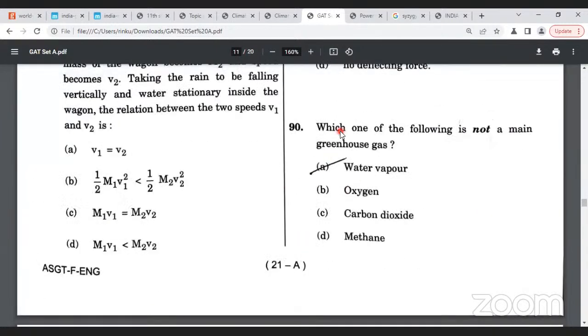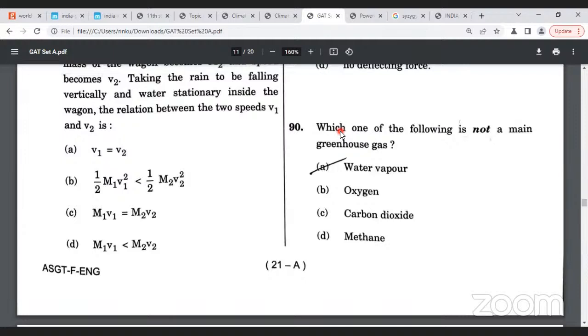Question number 90. Which one of the following is not a main greenhouse gas? Greenhouse gases are water vapor, carbon dioxide, methane, and nitrous oxide. So oxygen is not a greenhouse gas. A greenhouse gas allows the shortwave radiation of the sun through, and absorbs in large quantities the longwave radiation of the earth, and hence traps heat. That is the logic behind greenhouse gases. Oxygen is not one of them.